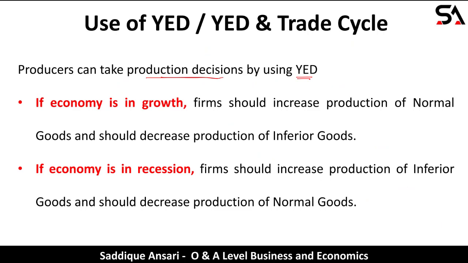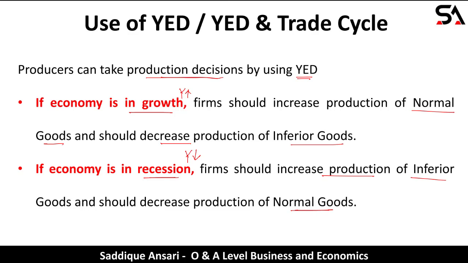Alright, so if economy is in growth, it means income of people will increase, so firms should increase the production of normal goods for which there will be higher demand, and they should decrease the production of inferior goods. And if economy is in recession, income of people will decrease and firms should increase production of inferior goods and they should decrease the production of normal goods.